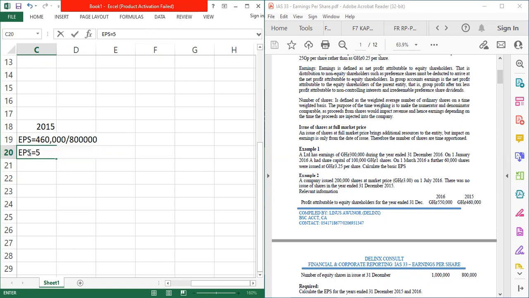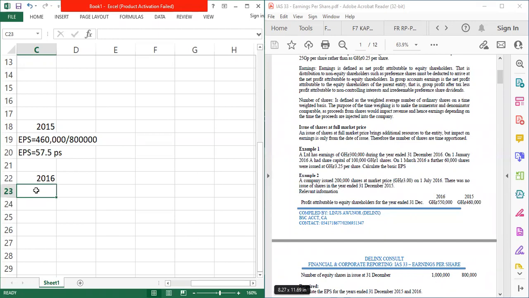So 57.5 pesewas. Let's go to 2016. For 2016, what is the number of shares that we have now? 1 million, isn't it? You can see that the 200,000 that they issued within the year is increasing the 800,000 to 1 million, isn't it?